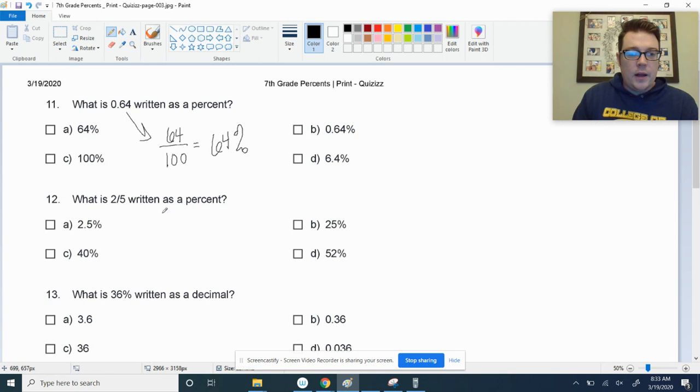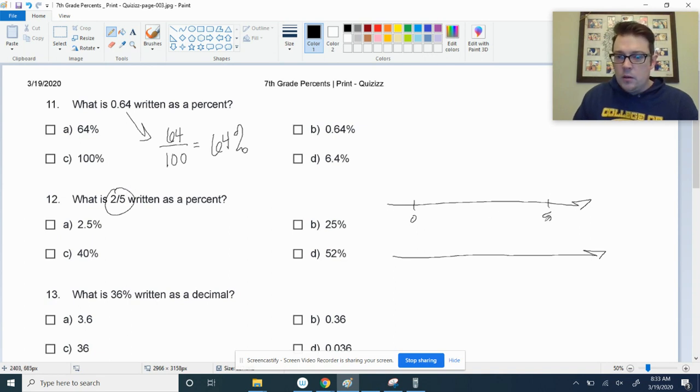What is 2 out of 5 written as a percent? Okay, the number line can help you out here if you struggle with fractions. Anytime they give you a fraction, they're giving you the part and the whole for the top part of your number line. So we're thinking 0 to 5, and we're going to split this up 1, 2, 3, 4. 5 is your 100%, and of course your 0. All right, and their question is, okay, what is 2 out of 5? So the 2 out of 5 would be right here. The question is, what percentage is that?